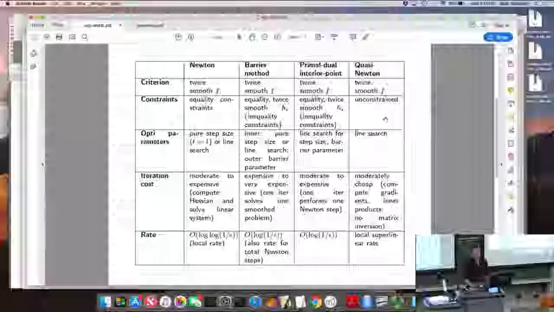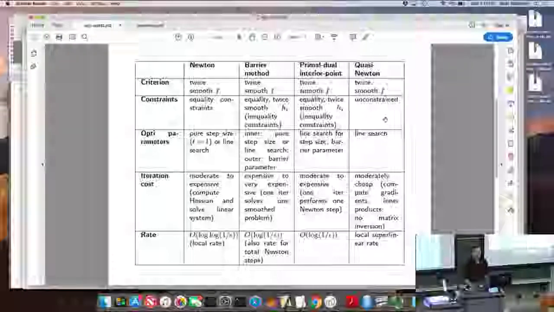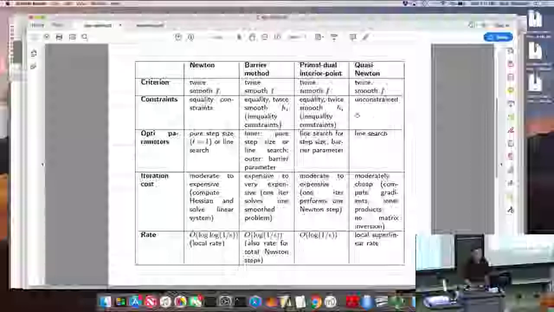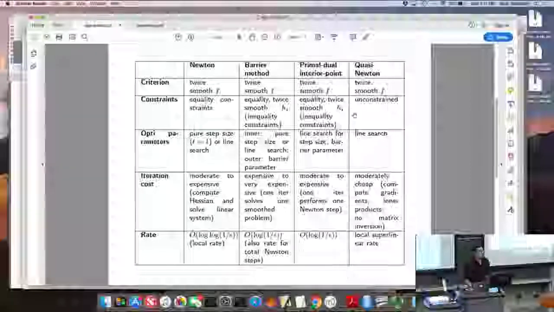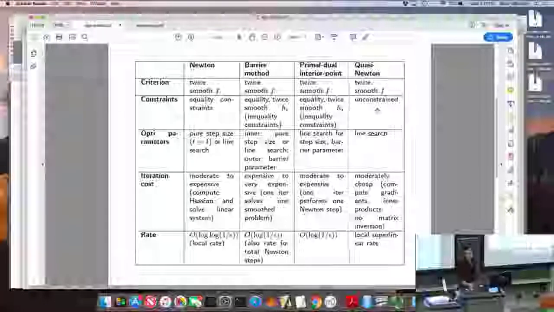So we just talked about unconstrained quasi-Newton. And I'm not really aware of work that combines quasi-Newton with something like a barrier function. I'm not sure what to say about that case. So let's just think about this as being unconstrained as we learned it.